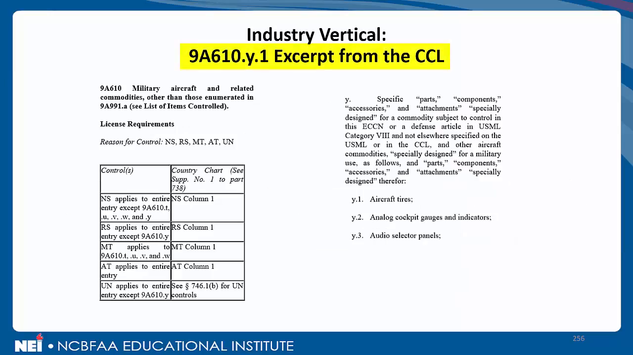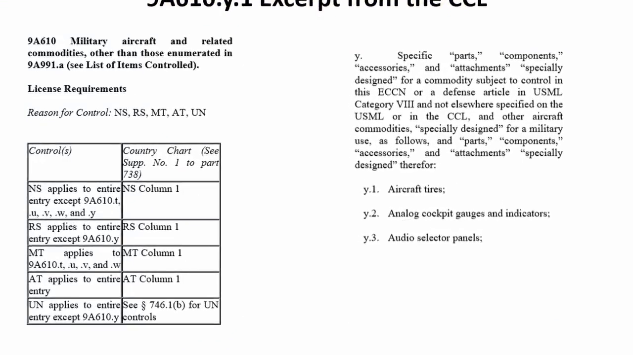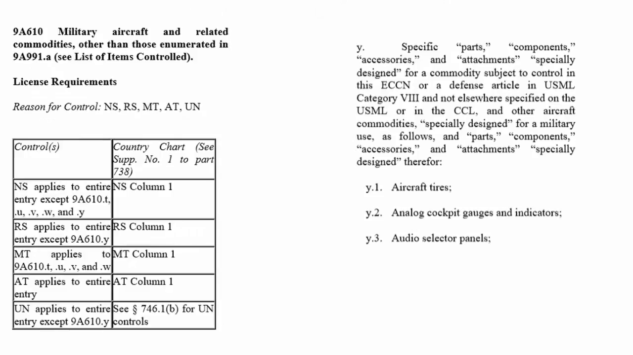This is the excerpt from the CCL for 9A610.Y.1. Looking on the left-hand side, here's our citation. Here's our ECCN entry, 9A610. Military aircraft and related commodities other than those enumerated in 9A991.A. As we've seen in our several previous examples, we have some license requirements, starting with reason for control: national security, regional stability, missile technology, anti-terrorism, and any UN sanctions.